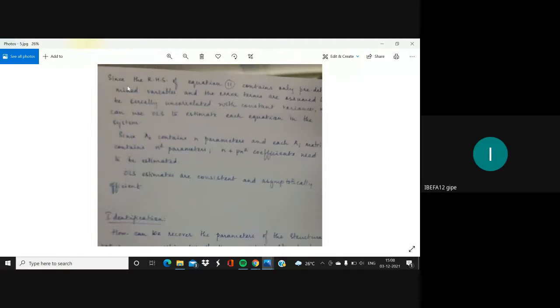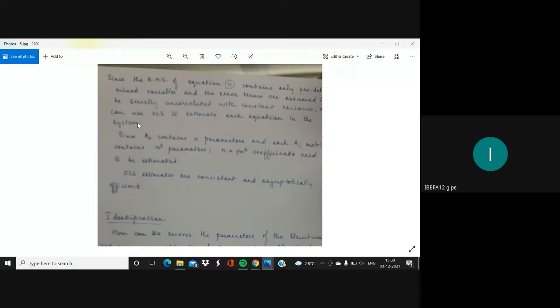Okay, so since the right hand side of equation 11 contains only predetermined variables and the error terms are assumed to be serially uncorrelated and they have constant variance, we can easily use OLS to estimate each equation in the system. So this is what I was saying earlier.